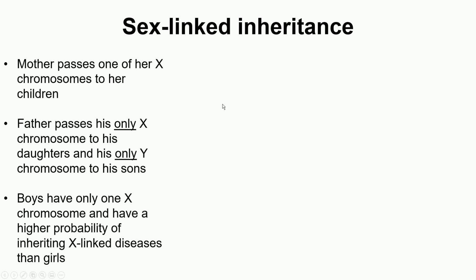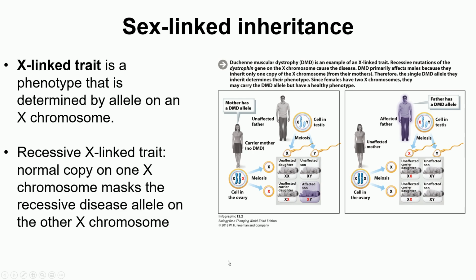So on this slide is all the information I have already given: females have two X chromosomes. The mother passes one of them, and the father passes his only X chromosome to the daughter. So that's all you need to know from sex-linked inheritance.